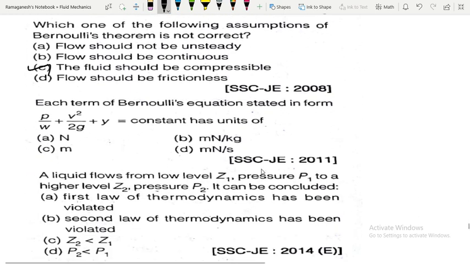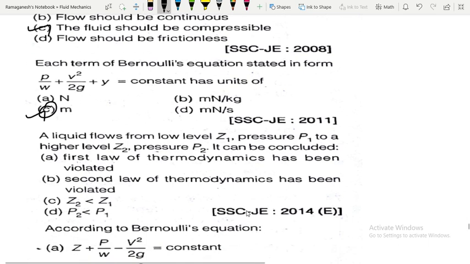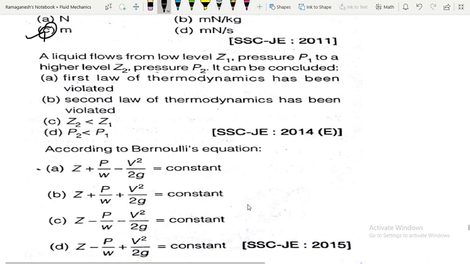So அதே மாதிரி each term of Bernoulli's equation stated in the form P by rho g plus V square by 2g plus Z. So எல்லாமே யூனிட் தனித்தனியா மீட்டர் தான், ஆப்ஷன் சி. So next a liquid flows from low level, Z1 ல இருந்து pressure P1 to a higher level போகுது, Z2 க்கு pressure P2, and it can be concluded.